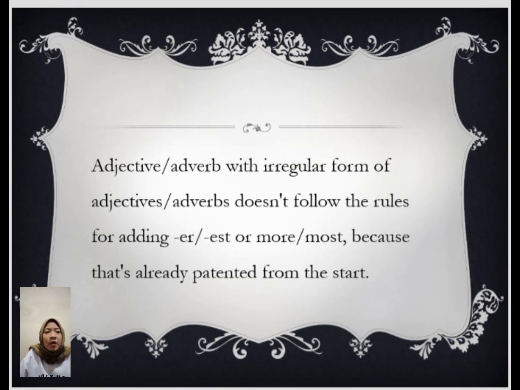Adjective or adverb with irregular form. An irregular adjective or adverb doesn't follow the rules for adding er or est or more or most, because it is already patterned from the start.